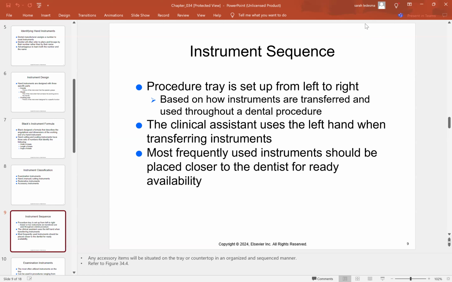Instrument sequence. The procedure tray is set up from left to right based on how instruments are transferred and used throughout a dental procedure. The clinical assistant uses the left hand when transferring instruments. Most frequently used instruments should be placed closer to the dentist for ready availability.